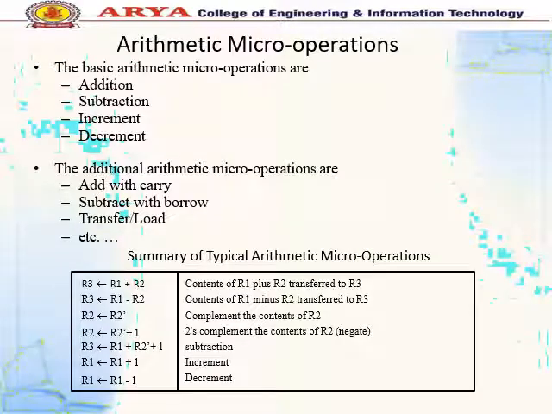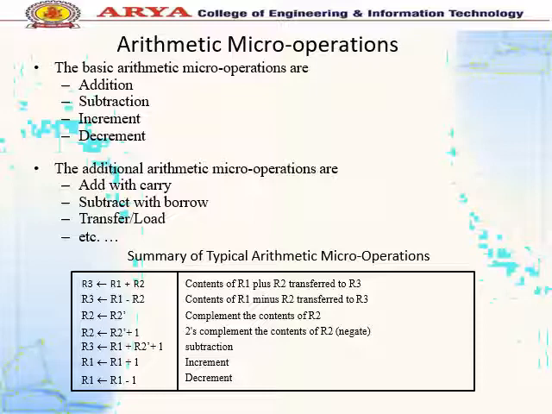Arithmetic microoperation. The basic arithmetic microoperations are addition, subtraction, increment, decrement. The additional arithmetic microoperations are add with carry, subtract with borrow, transfer, complement, etc. The summary of typical arithmetic microoperations. This is the table. R1 plus R2 goes to R3. It means content of R1 plus R2 and transfer to R3.